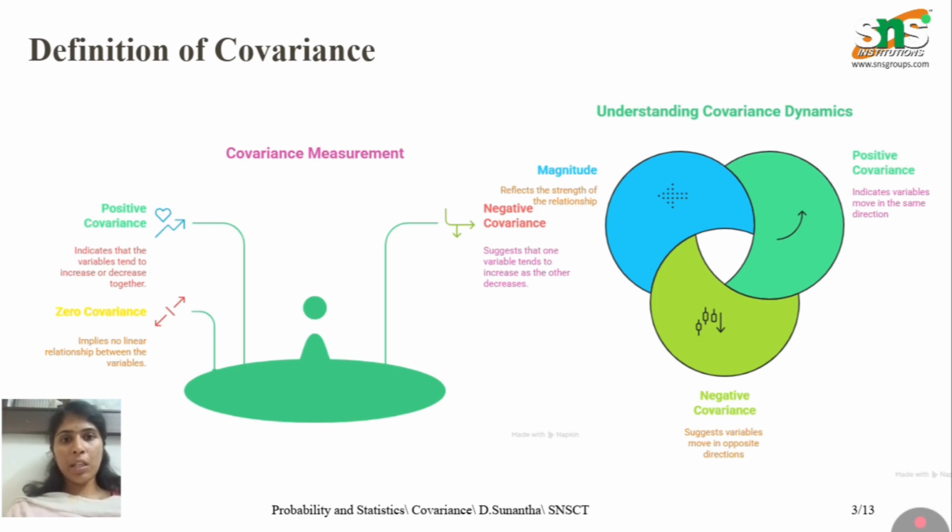This covariance is divided into three types. The first one is positive covariance, which indicates that if X increases then Y also increases, and if X decreases then Y also decreases. Next is zero covariance, which says there is no relationship between the two variables. Next is negative covariance, in which if X increases then Y decreases, and if Y increases then X decreases. Next, magnitude reflects the strength of the relationship between two variables.